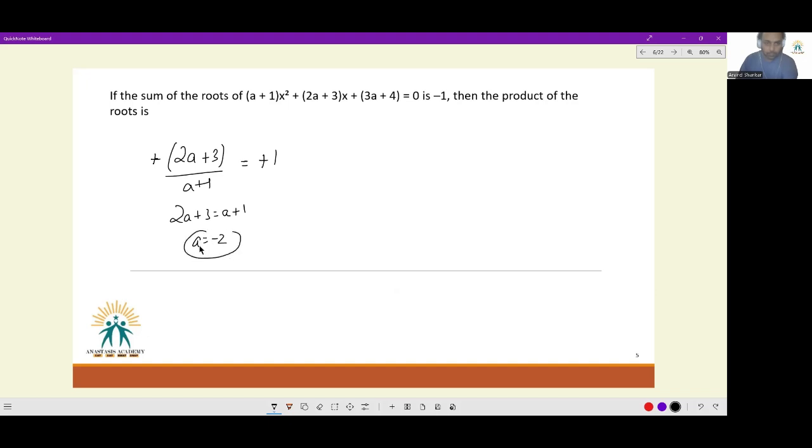If a is equal to minus 2, then this expression will turn to minus x square minus x minus 2 is equal to 0. So if I take everything to the right hand side, even if I don't, it wouldn't make a difference for product of roots. Now the product of roots here will of course be 2, which is c by a, 2 by coefficient of x square. Product of roots here has to be 2.